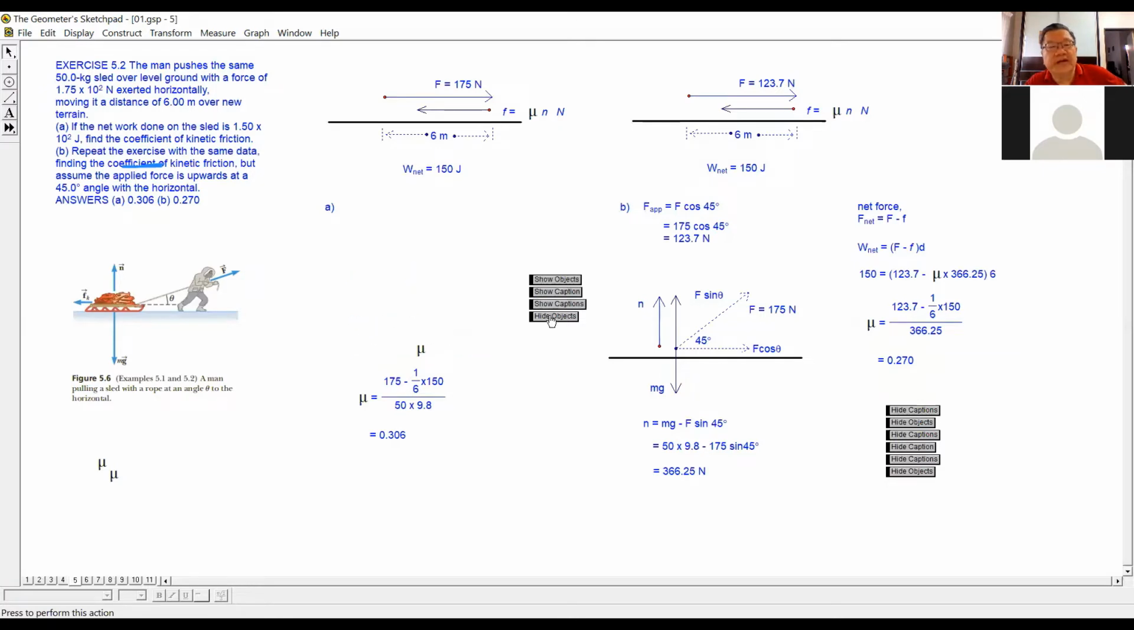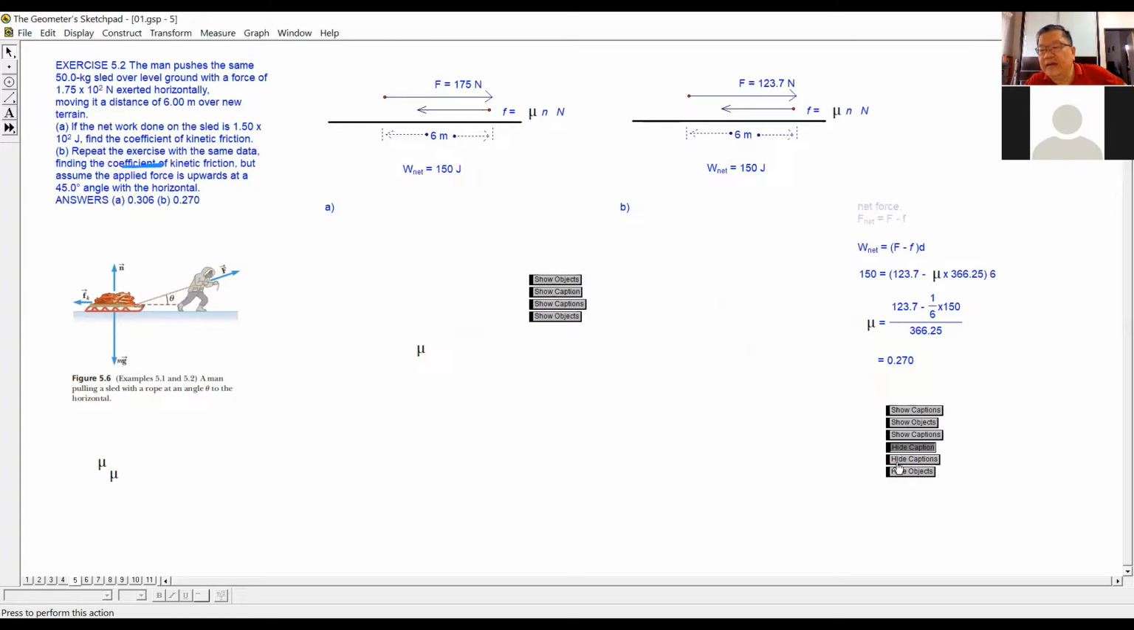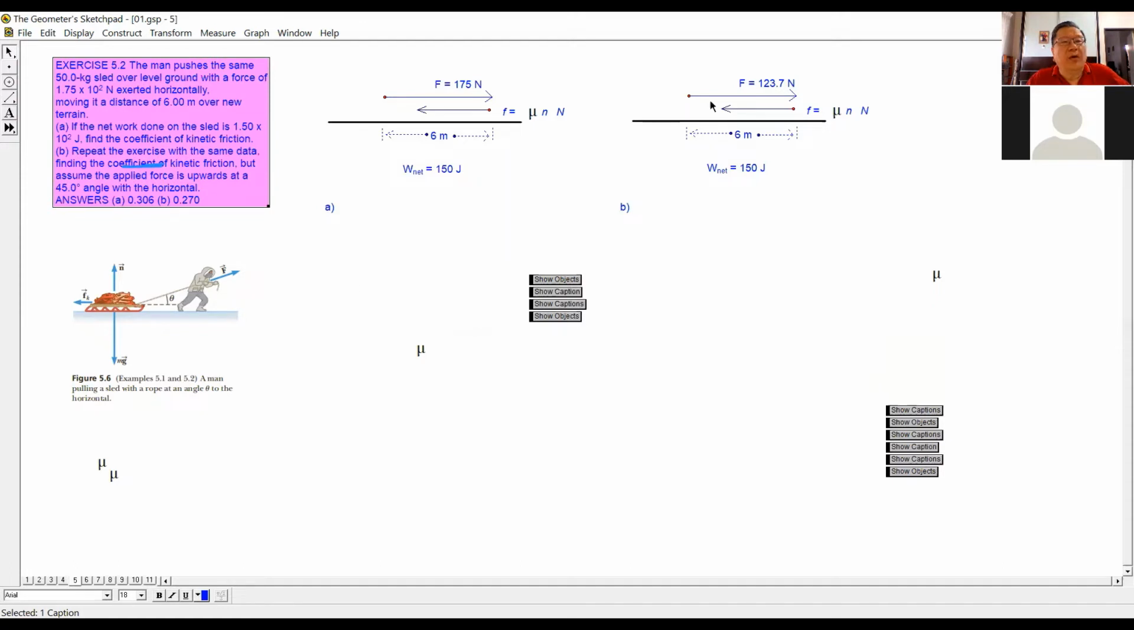So we are using the same formula. But instead of finding the work done, the work done is given to you. You need to find out the coefficient of friction. Right. You read this, 5.5.2.